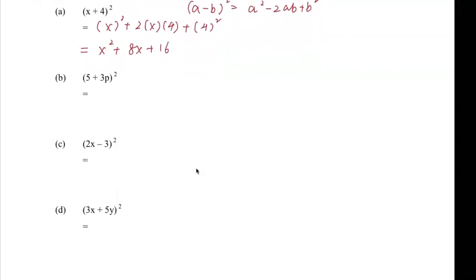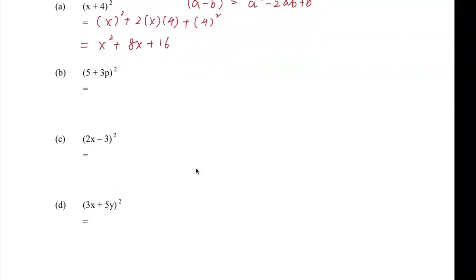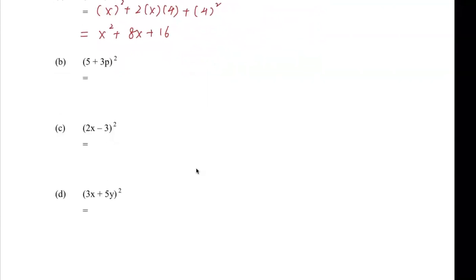Okay. Question B, (5 + 3p)². So here we see 5 as A, 3p as B. So the answer should be 5² + 2 times 5 times 3p + (3p)². That should be 25 + 10 times 3p, that's 30p, + (3p)², that's just 9p², right?